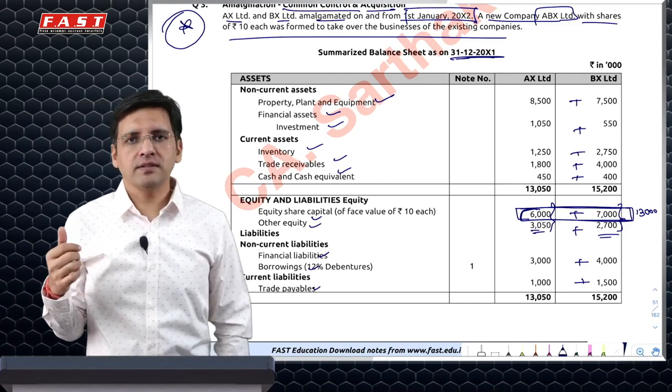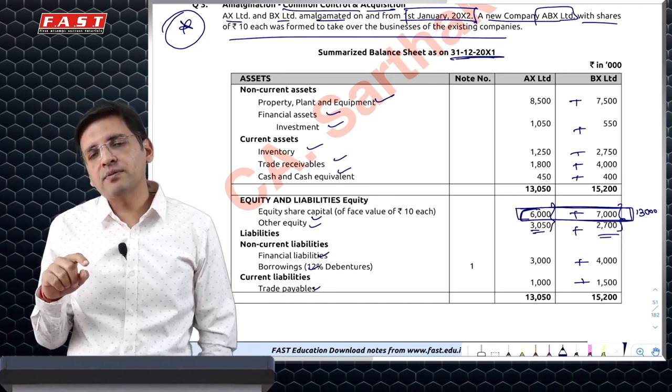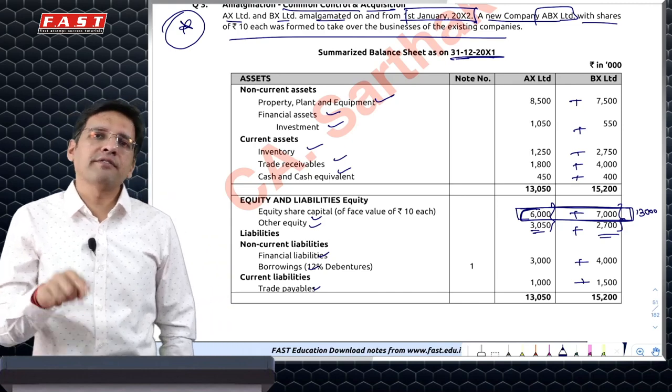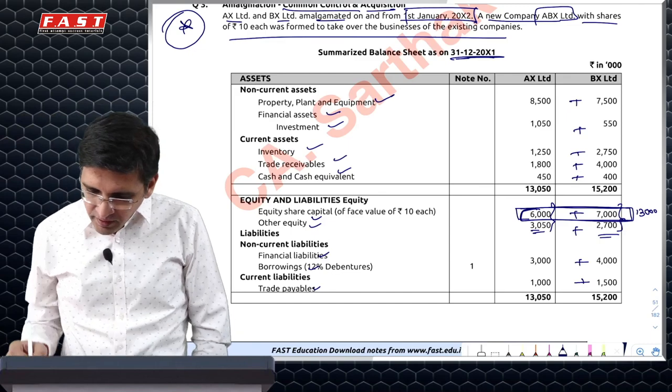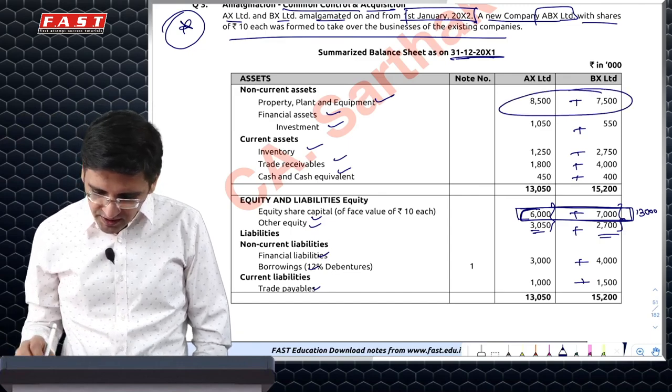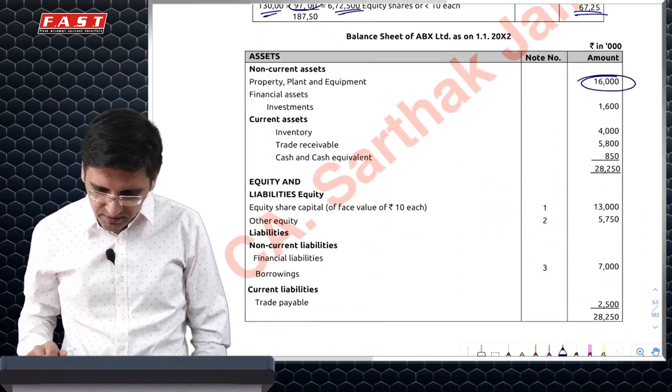Appendix C of Ind AS 103 applies. But if BX is the larger entity, then AX's assets would be taken at fair values. Goodwill of AX also, if it comes, will have to be recognized. You can see in common control, your assets would come at 16,000. As an example, I can just show you here, it will be 16,000.